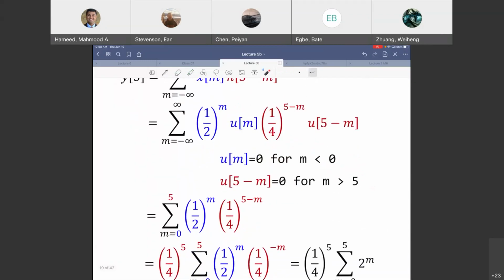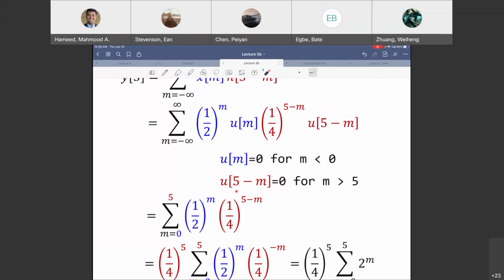I'm going to try to solve this summation here. But before I do that, I'm going to leverage the presence of these unit step functions. U of m, can I say that it is going to be 0 for m less than 0? I can say that, right? Step sequence, when m is negative, u of m is going to be 0. All right, so that takes care of my lower limit. How about this guy? U of 5 minus m. It is going to be 0 when m is greater than 5.